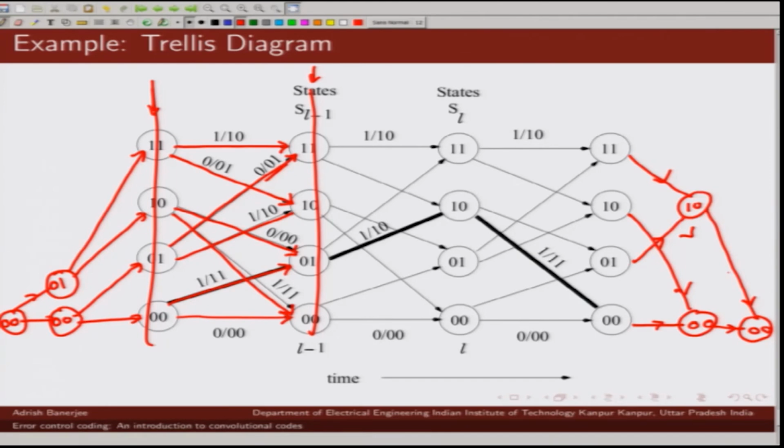With this, I will end my discussion on state diagram and trellis diagram. Thank you.